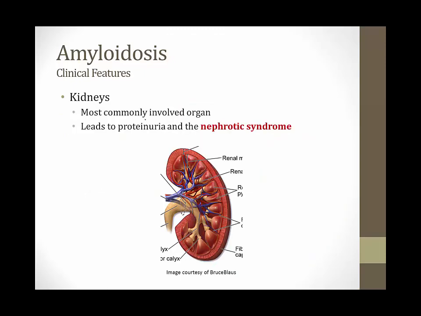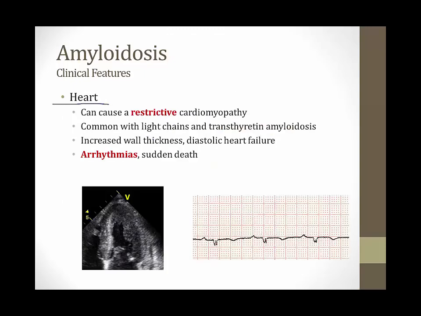The kidneys are the most commonly involved organ. Amyloid buildup in the kidneys leads to proteinuria, and it can cause the nephrotic syndrome. I talk about this in more detail in the renal modules on the nephrotic syndrome. The heart can be involved in amyloidosis. Cardiac amyloidosis is a special interest of many people in my field. It classically leads to a restrictive or infiltrative cardiomyopathy, although it can cause many other forms of cardiomyopathy as well.